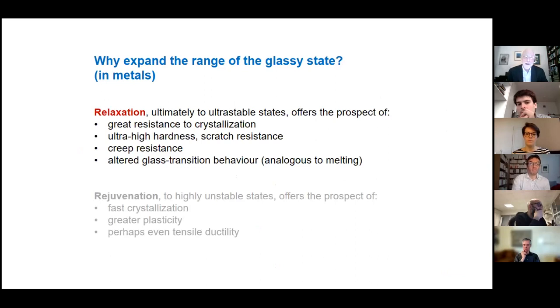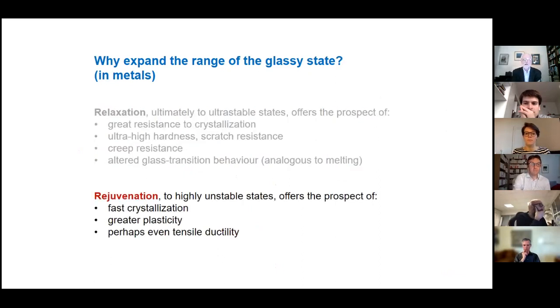Why would you want to expand the energy range? Well, I've already given some reason for that. I'll contrast relaxation, lowering the energy of the glassy state, potentially down to ultrastable states. Prospect of greater resistance to crystallization, you'd certainly have higher hardness and creep resistance, and we'll say a little bit more later about the glass transition behavior of ultrastable states. Going in the opposite direction, if you thought of relaxation as aging, then its opposite you might regard as rejuvenation, which is a name often used, derived from the polymer community.